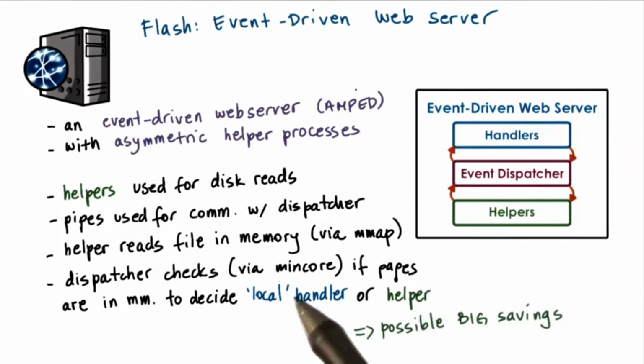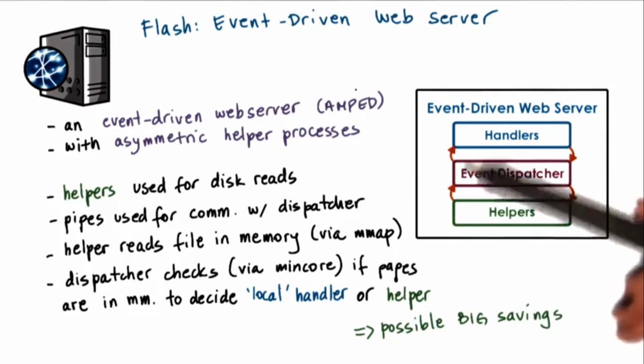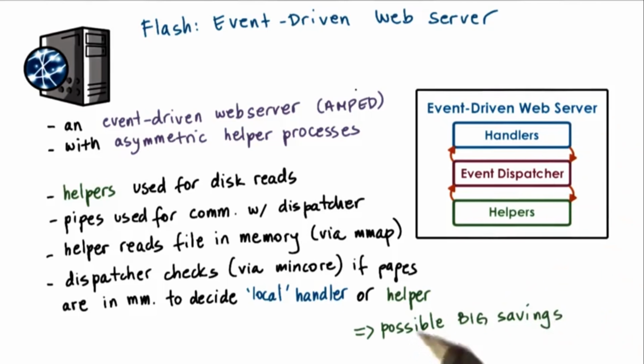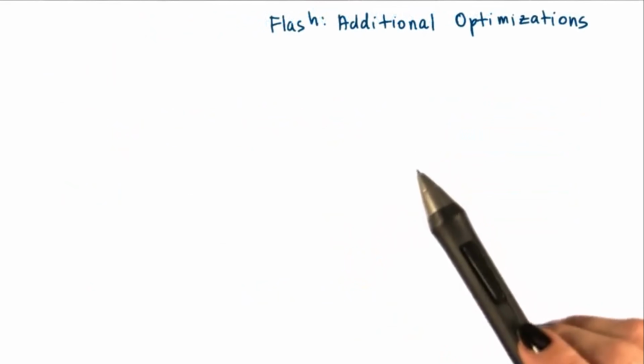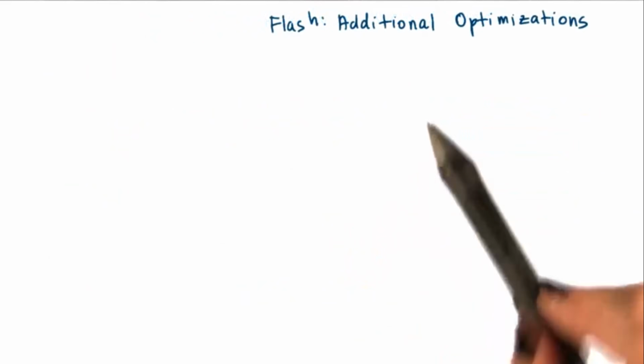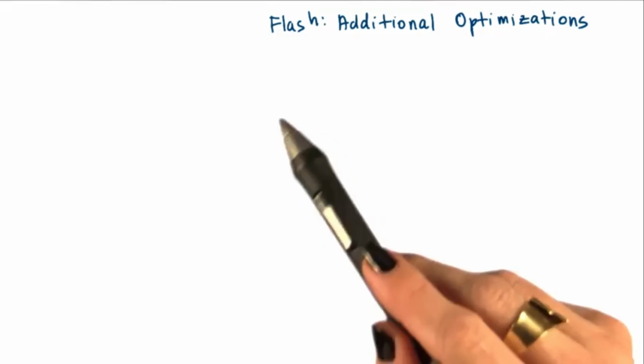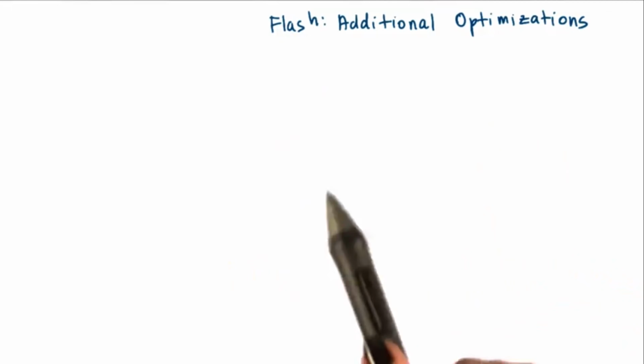Although this is an extra check that has to be performed before we read any file, it actually results in big savings because it prevents the full process from being blocked if it turns out that a blocking I/O operation is necessary. Now we will outline some additional detail regarding some of the optimizations that Flash applies, and this will help us later understand some of the performance comparisons.